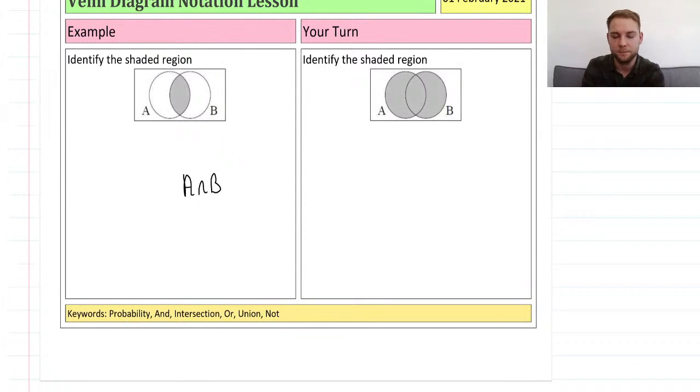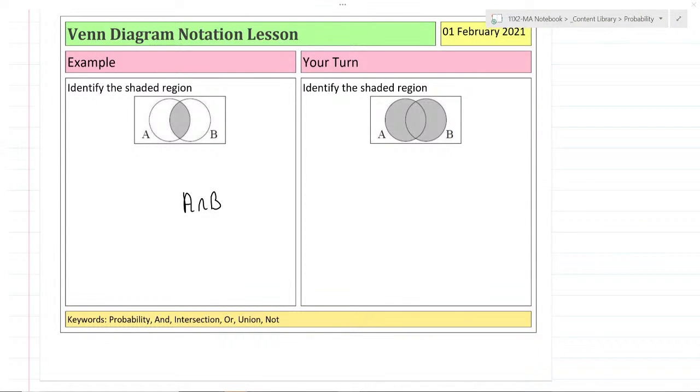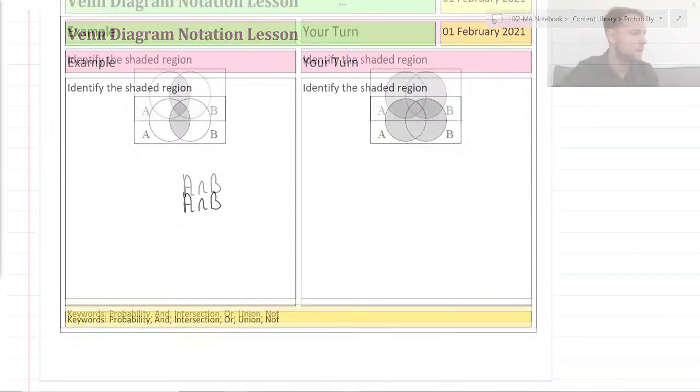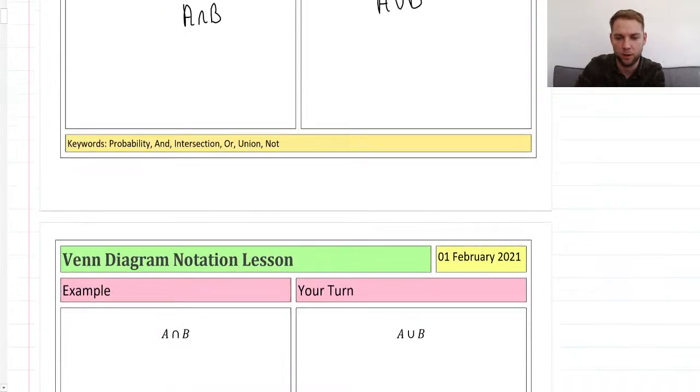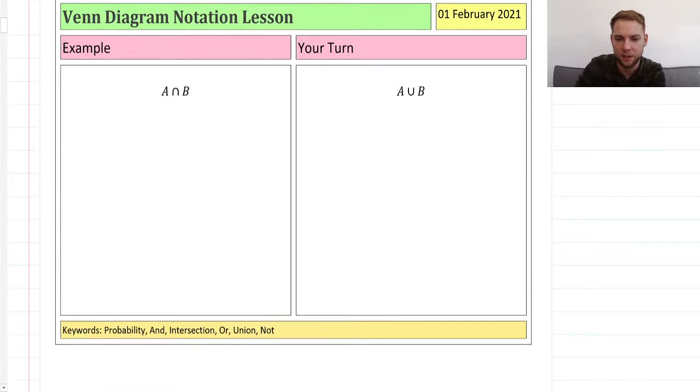On that one on the right, well, I'll give you a second. Have a think about that and tell me what you think it is. Brilliant, we're flying through this. So this one here is A or B. Now remember, you've got to use this symbol here, this U symbol. This symbol here means or. Okay? A or B, A-U-B. Brilliant. So A and B, A or B, there we go.